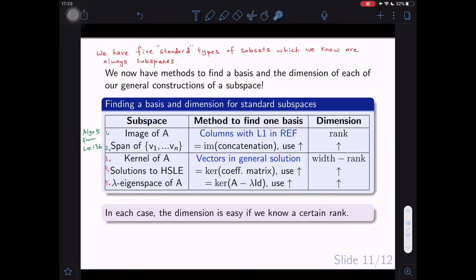We also know how to compute the dimension in general. The dimension is just the rank of the matrix. We have also seen that these 3 types of subspaces are really the same thing. All of them can be thought of as being the kernel of a matrix. In this lecture, we learn a method to find a basis for such a subspace. We can also compute just the dimension, which would be the width of the matrix minus the rank of the matrix. In each case, the dimension is easy if we know a certain rank. So we don't necessarily need to find a basis to be able to compute the dimension of the subspace.